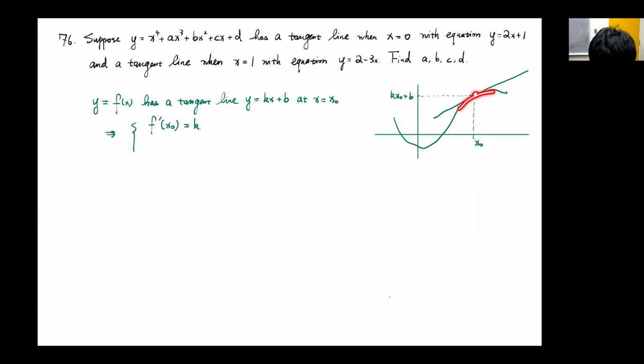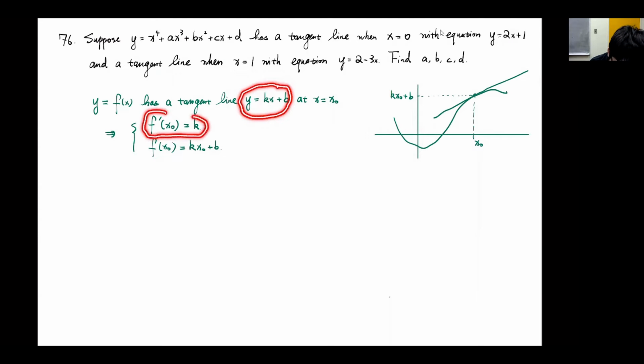So this will basically tell me that f of x sub 0 is going to be equal to kx0 plus b. This is what we know from the equation of the tangent line. So not only do we know the derivative from the slope of the line, but also we know the function value from the equation over here.